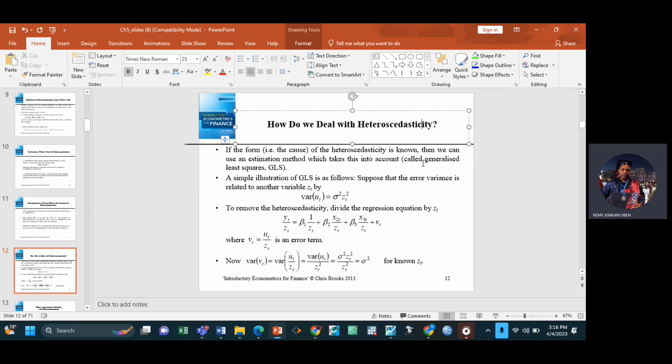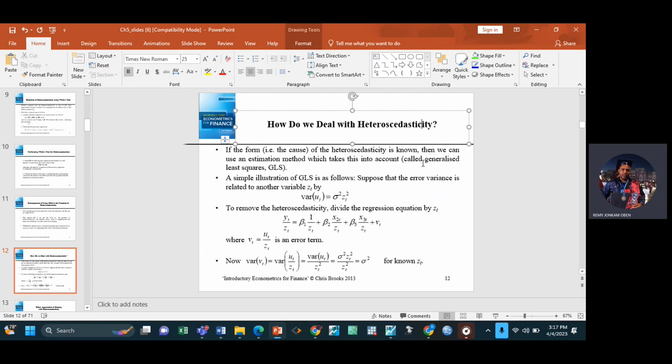Also, we might know the nature of the problem, and we might not know the nature of the problem. If we know the nature of the problem, what can we do? If we know the kind of heteroscedasticity, what can we do? We can use a method called generalized least squares, GLS. We can use it, but that's if we know the nature of the problem. But typically, it's almost impossible to know the nature of the problem, right?